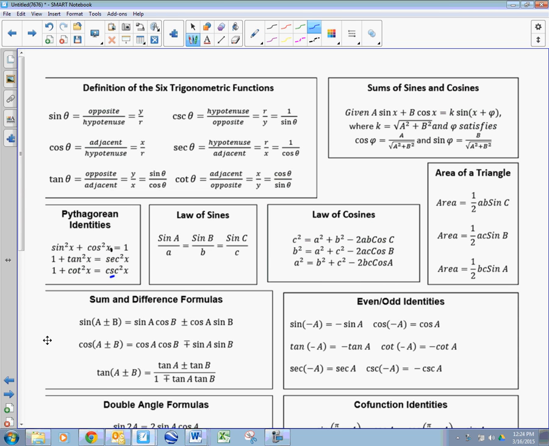You do what you want. I would recommend that you tear off these last 2 pages right now and have them in front of you while you work. But if you want to keep them stapled on the back, then fine. But these are the 2 pages that you get to use on the test, okay? They have all the formulas that you'll need.